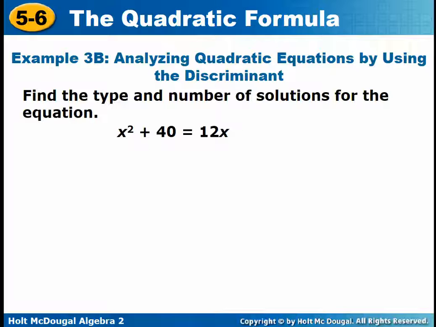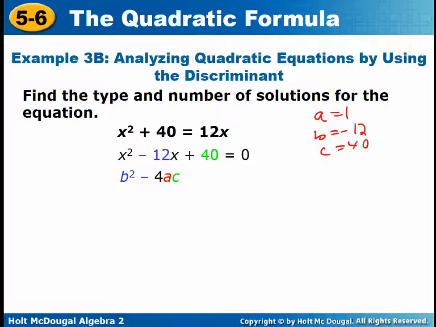All right, again, this one is not yet in standard form, so you need to rewrite it in standard form. Then a is 1, b is -12, and c is 40. So that is 144 minus 4 times 1 times 40 is 160. Minus 160 is negative 16. So we got a negative answer.